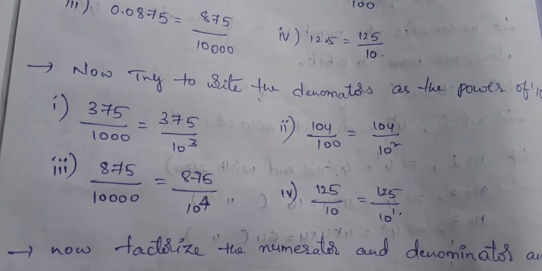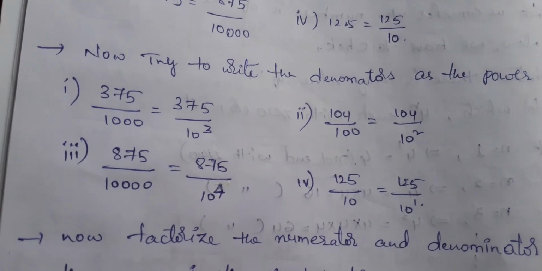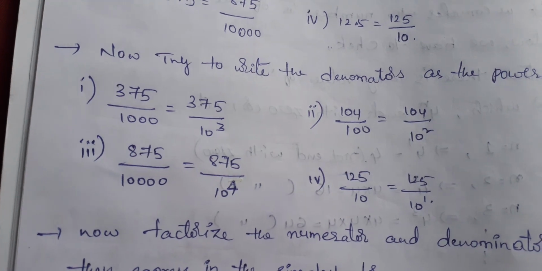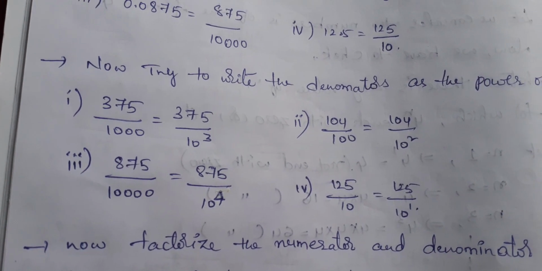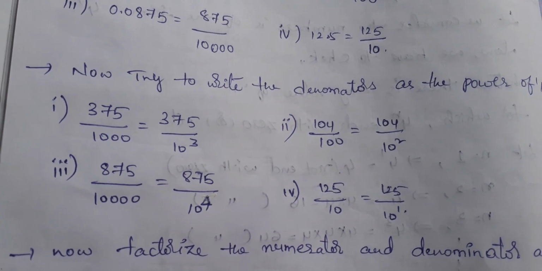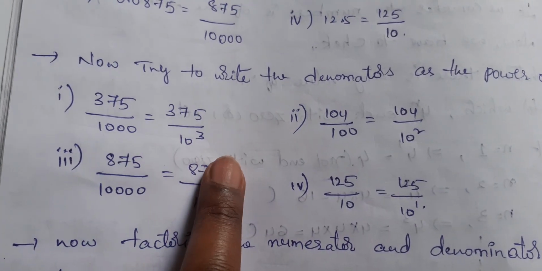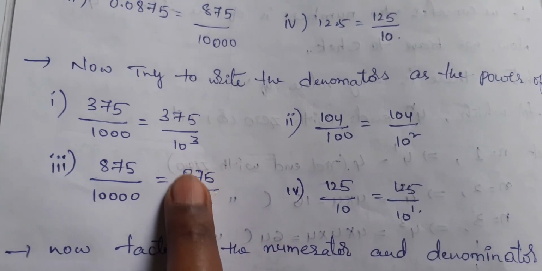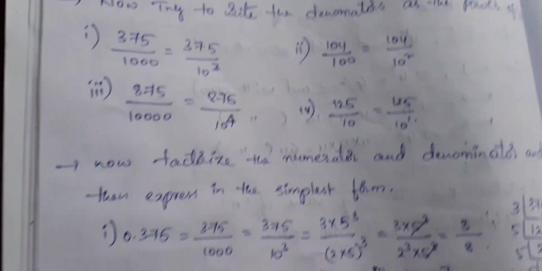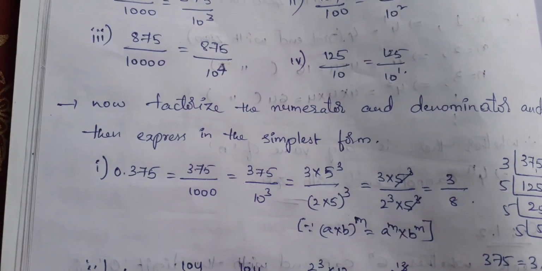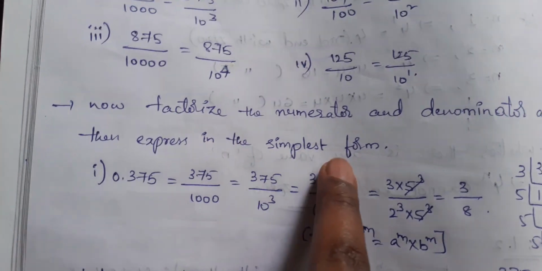104 by 100, 104 by 10 square. 875 by 10,000, 875 by 10 power 4. 125 by 10, 125 by 10 power 1. All the denominators I am writing as powers of 10. Now factorize the numerator and denominator and then express in the simplest form.